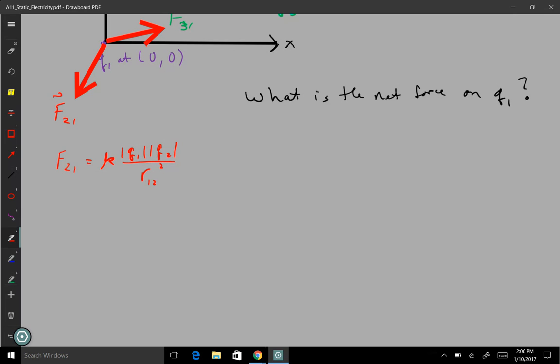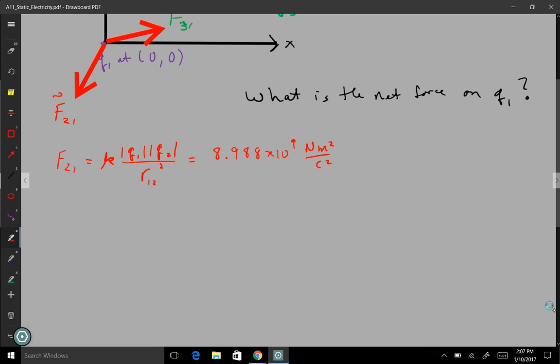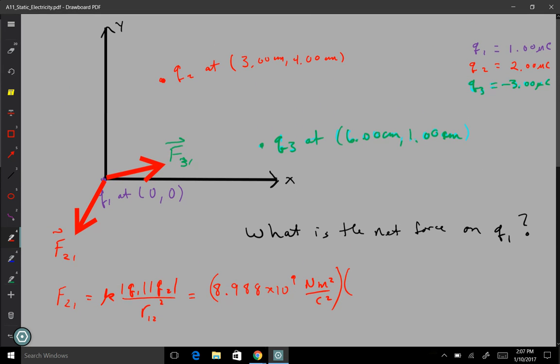So I put numbers in as much as I can. K is a constant that's 8.988 times 10 to the 9th Newton meters squared per Coulomb squared. I forgot to even say that number, I think, in class yesterday. So I have my K value, and then I need my two Qs. So Q1, 1.00 microcoulombs. What does micro mean? 10 to the minus.